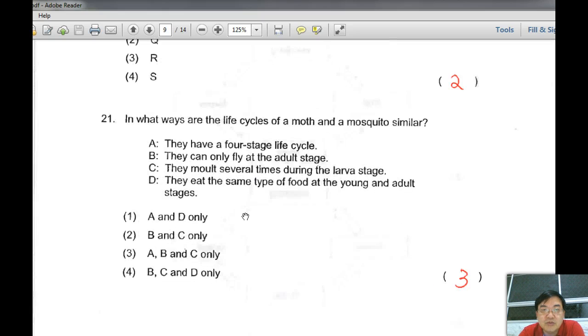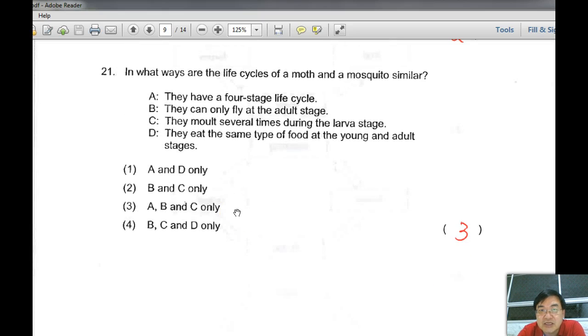Next, 21. In what ways are the life cycles of a moth and a mosquito similar? They have 4 stages, correct? They can only fly at the adult stage, correct? They move several times during the larva stage, correct? They eat the same type of food, is wrong. So it's A, B, C, 3.